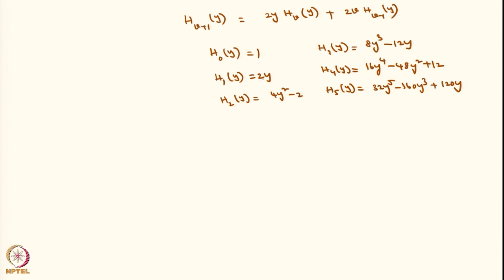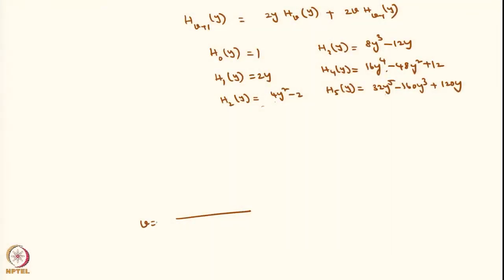So at y equal to 0, it will go to 0. So this will have one node, this will have two nodes because it's a quadratic equation, this will have three nodes because it's a cubic equation, this will have four nodes, and this will have five nodes. All of them are the Hermite polynomials which are riding over your Gaussian function.